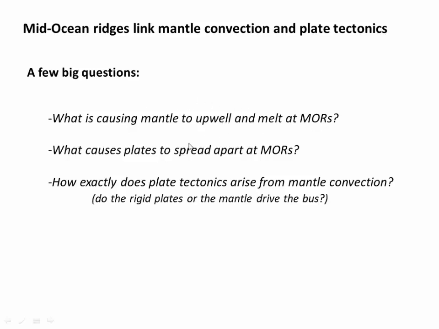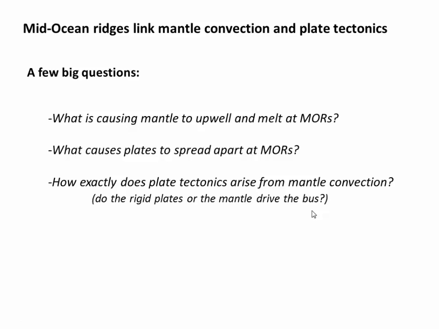And how does that process of upwelling cause plates to spread apart? Is it related or is it not related? What's actually forcing those plates to spread apart at a mid-ocean ridge? And from the answer of these two questions may well arise this question of how exactly does plate tectonics arise from mantle convection? Are the rigid plates actually driving convection by essentially sinking back into the mantle? Or is it mantle convection that's simply circulating and percolating away, and the plates are really just along for the ride as part of that convective cycling?